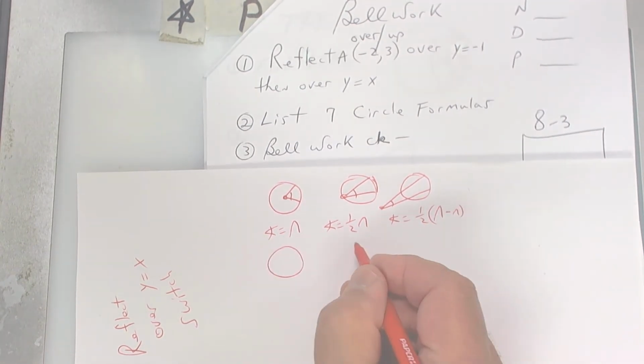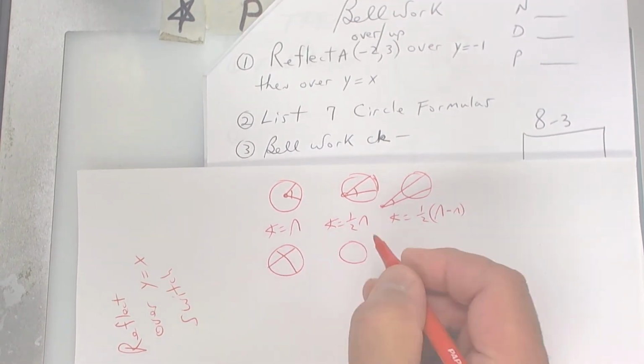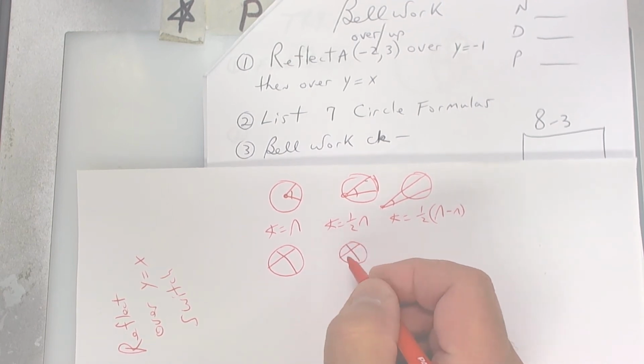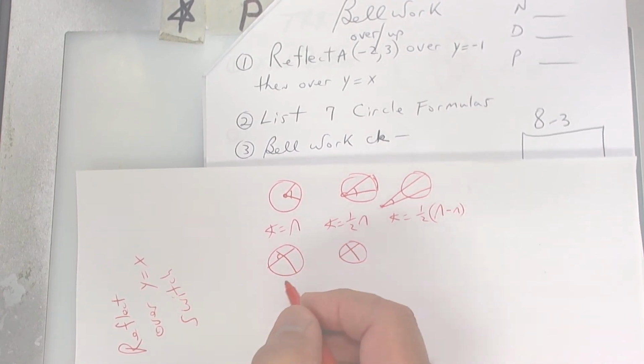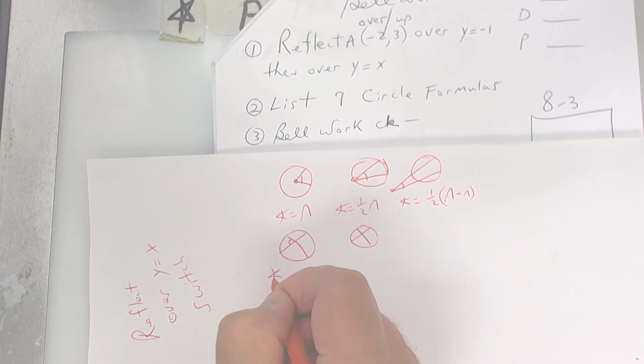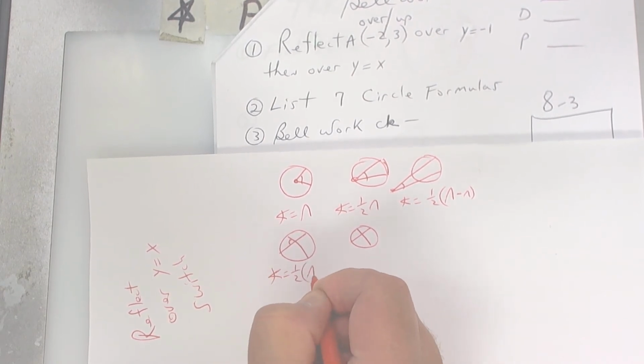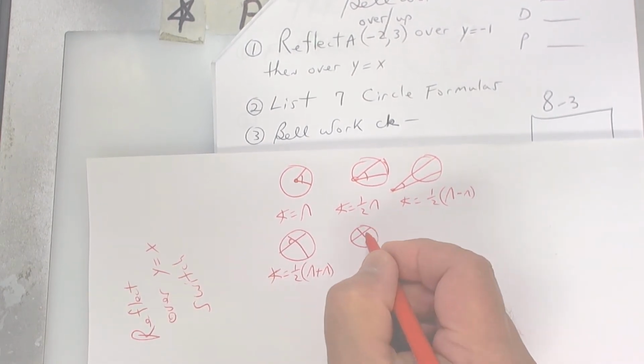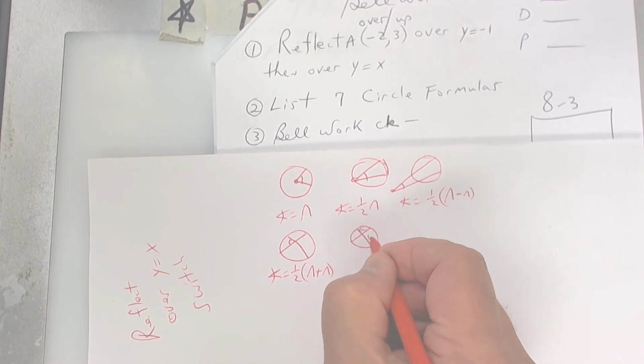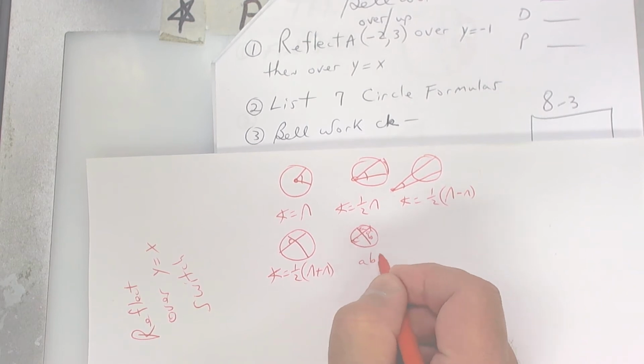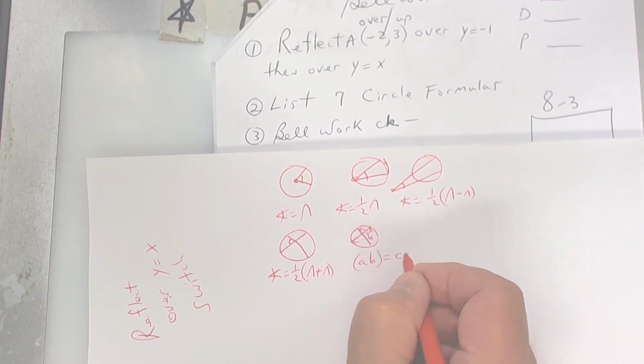Then you got the two x's, where it's not the center of the circle. So one of them is an angle. So the angle is equal to half of the big arc plus the little arc. This one is like multiplying A, B, C, D. So A times B equals C times D.